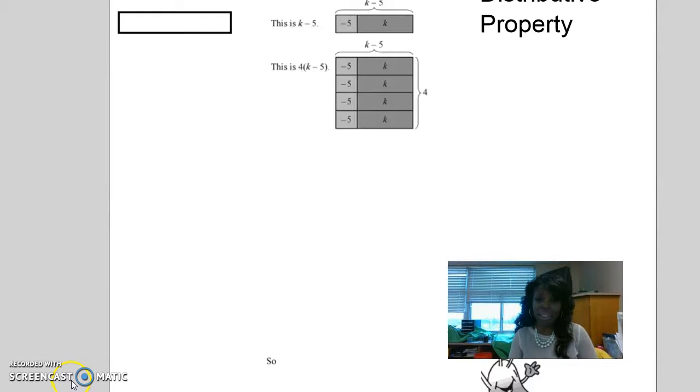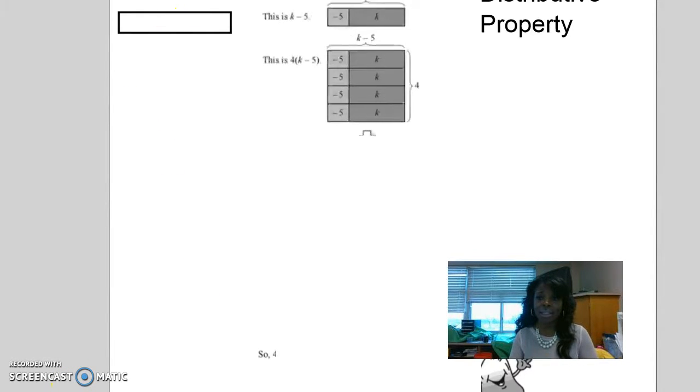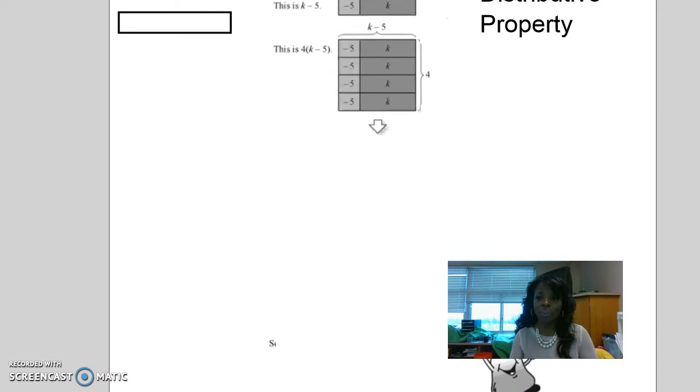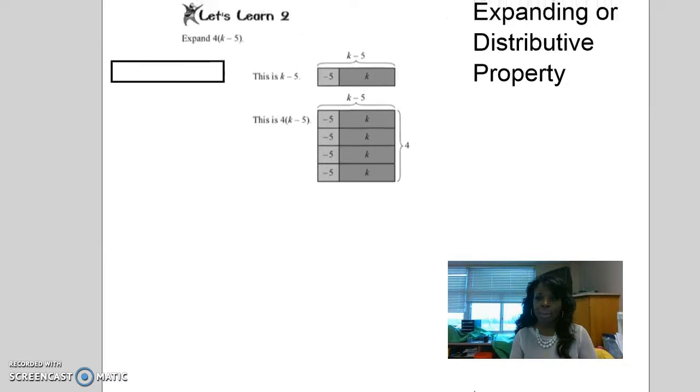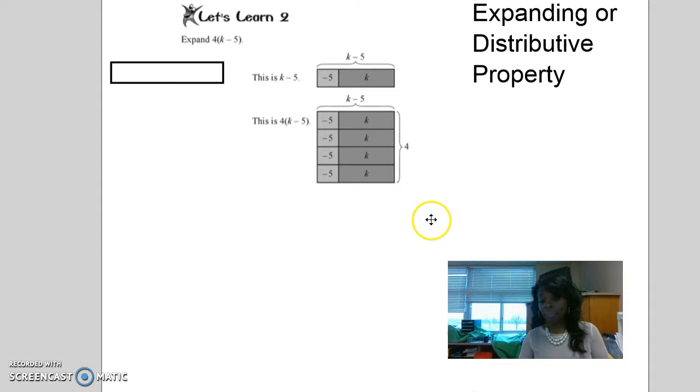Hi guys, this is Miss Littles, and we are starting this lesson on expanding or distributive property. So I want you to write that down. If you don't have this worksheet, write down expanding or distributive property.